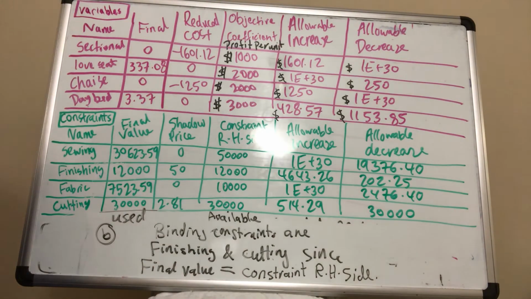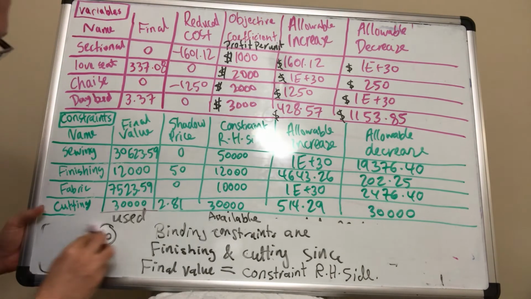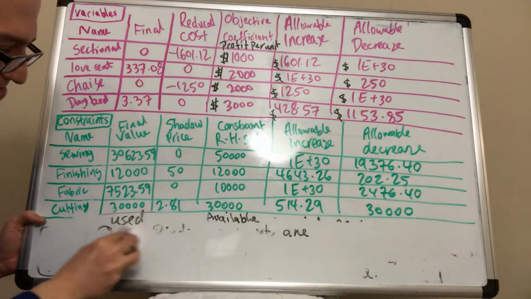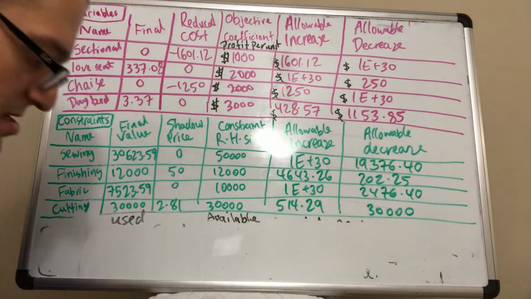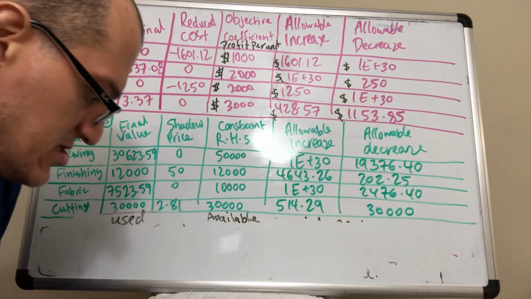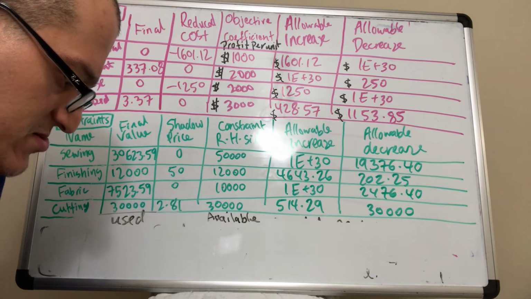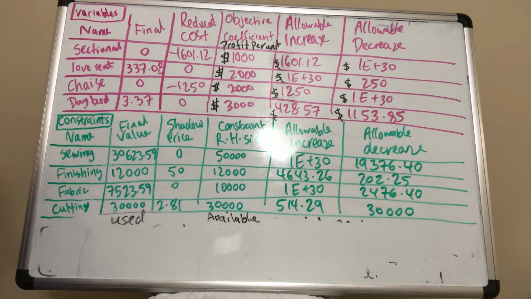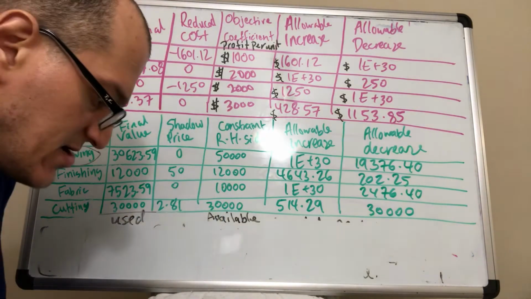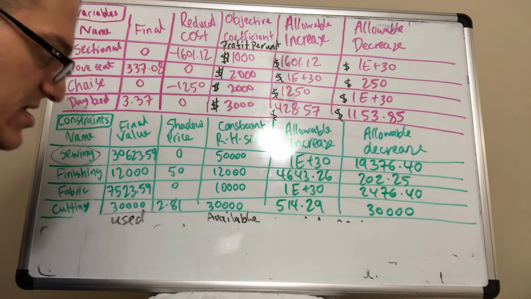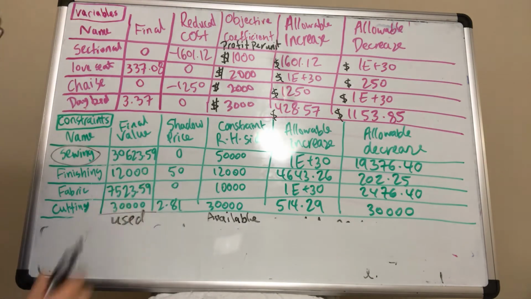Good? Okay, the C question. Would the solution change if the amount of sewing time was reduced by 1,000? So you see this sewing here. Available is 50,000. They want to reduce it by 1,000. Would anything happen if they do this?